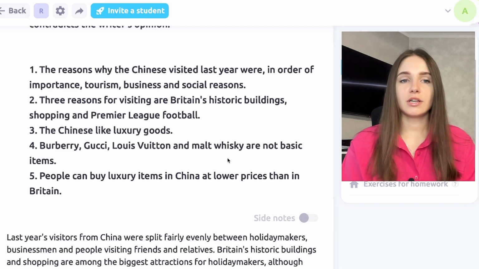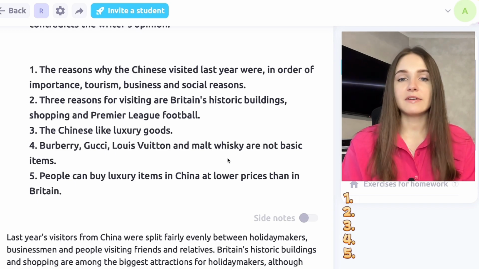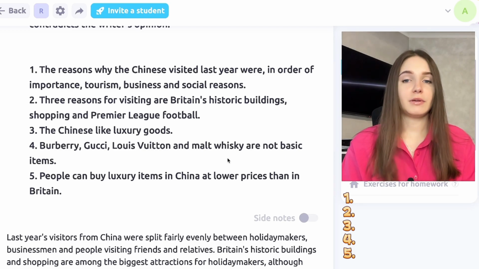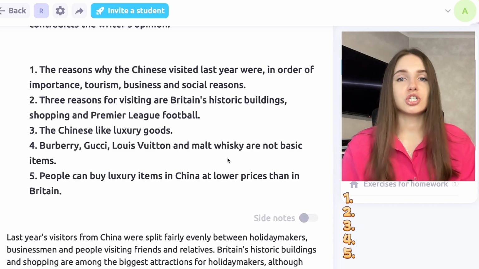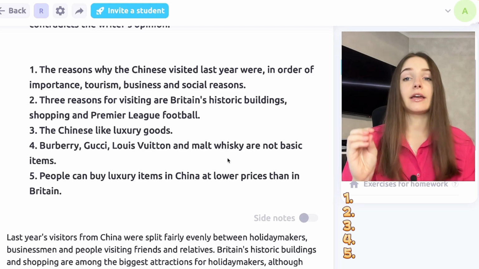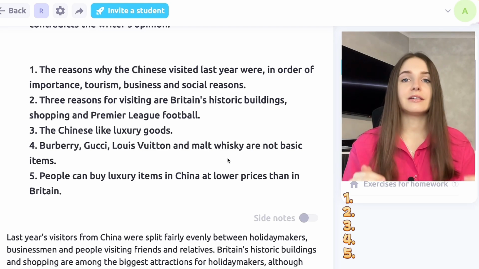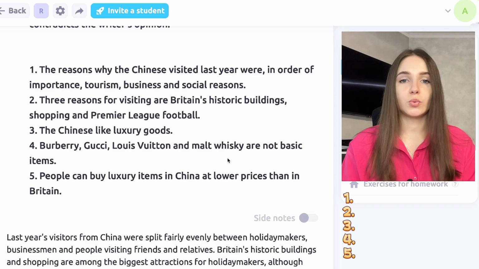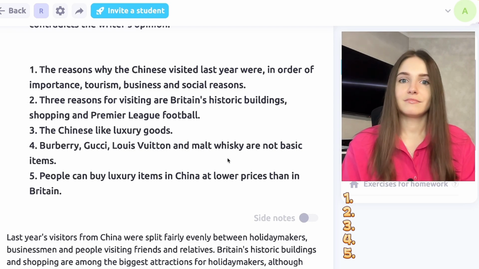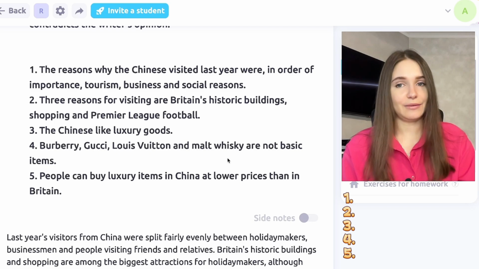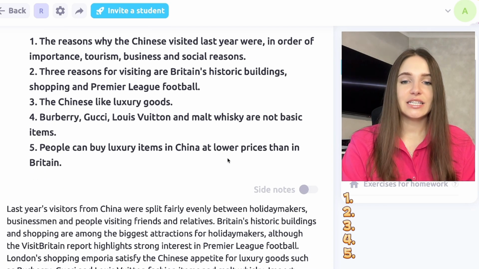So the first question is, the reasons why the Chinese visited last year were, in order of importance, tourism, business and social reasons. So I really advise you to pay attention to details first, and I really advise you to first read the task. So we have what? We have 3 reasons: tourism, business, social reasons. What might they be? I don't know, visiting friends, family, something. And we have this in order of importance, which is really important here. So let's take a look at the text.